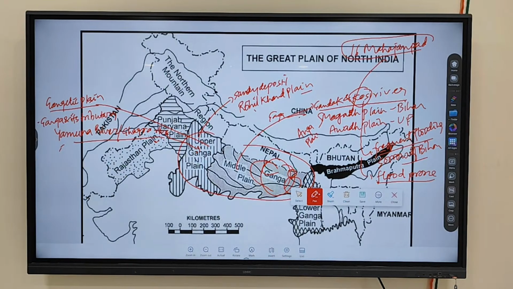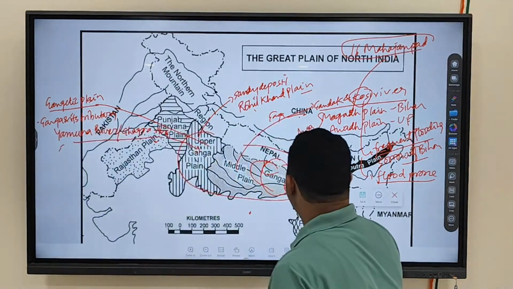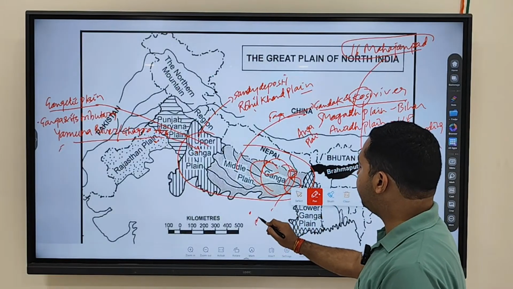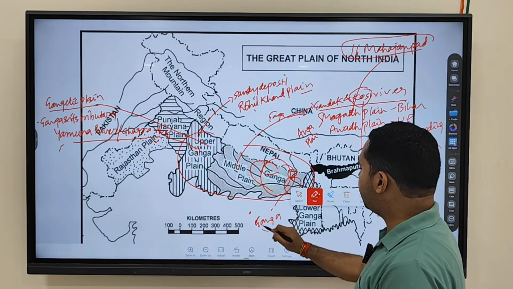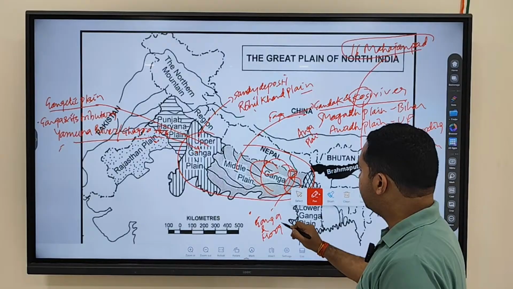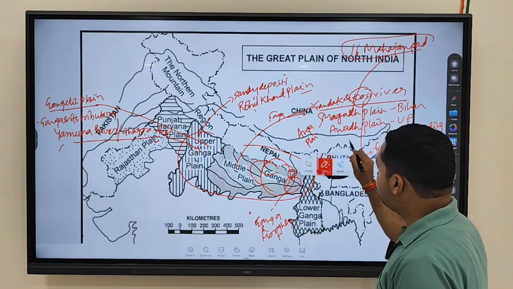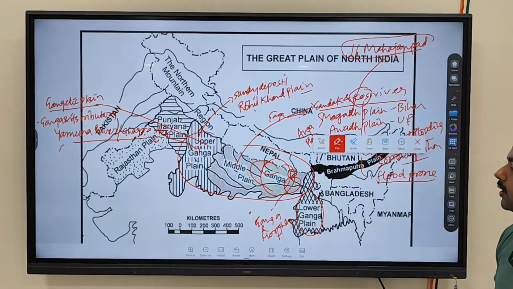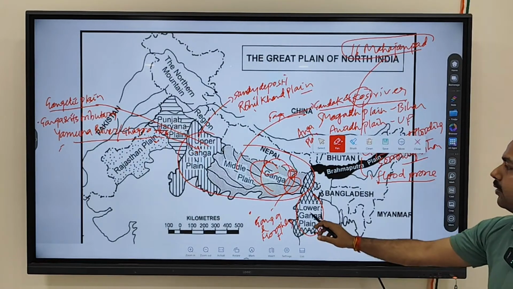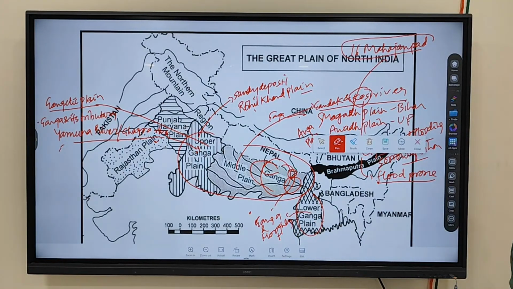Last you have is the lower Gangetic plain. Clear? It is formed due to the Ganga and Hooghly river. Ganga and Hooghly, which is a tributary, are forming the lower Gangetic plain. Clear? Lower Ganga plain is formed due to the Ganga and Hooghly river. Fine.